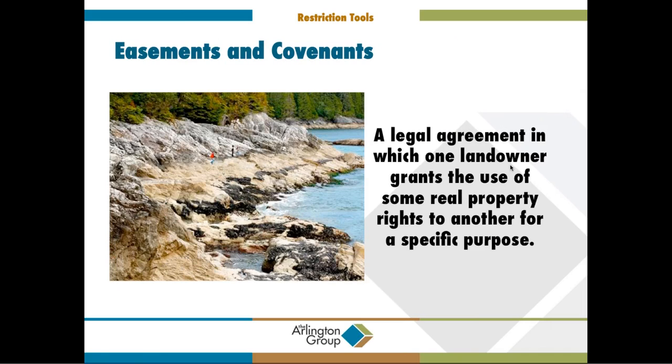Easements and covenants. It's a legal agreement in which one landowner grants the use of some real property rights to another for a specific purpose. There are quite a few legal elements here, but essentially the easement is an agreement between two private property owners. Statutory right-of-way is where government is a variation of an easement, and then the covenant is where a covenant is put on title, and the expression is "runs with the land."